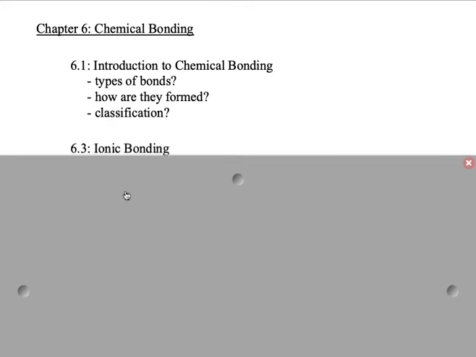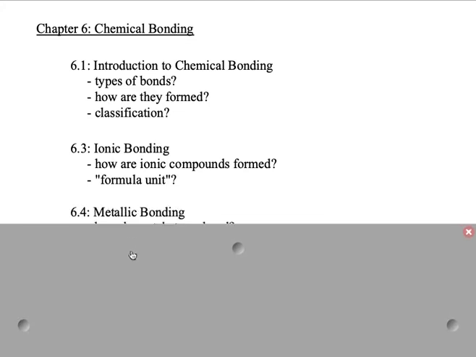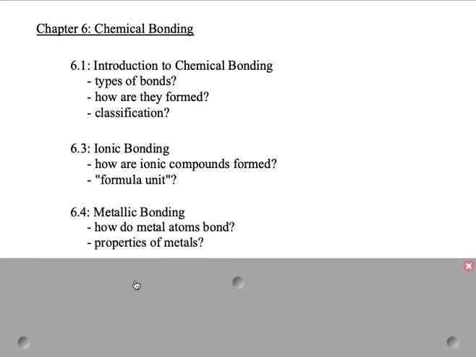Then we're going to jump ahead to Chapter 6.3 and talk about ionic bonding. We're going to ask the question how are ionic compounds formed, and we're going to cover the concept of the formula unit, which is very important. In Chapter 6.4, we will talk briefly about metallic bonding, that is, how do metal atoms bond to one another, and we'll talk about how that model for metallic bonding explains properties of metals.